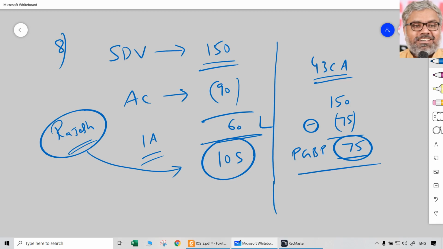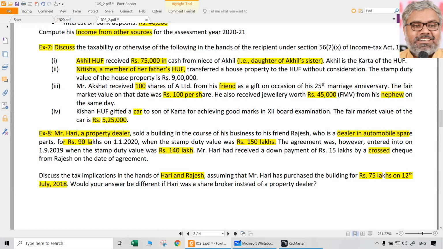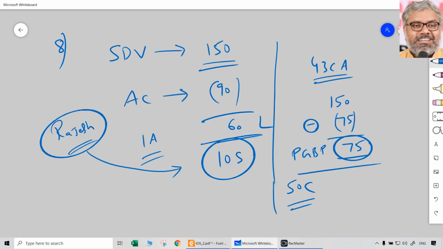Instead of 43CA, now 50C will be applicable. Capital gains. Why? Because for him it is not stock-in-trade, he is a share broker. And for him the property here is not stock-in-trade. That means the provision is the same, 150 minus 75 will be taxable as short-term capital gain.